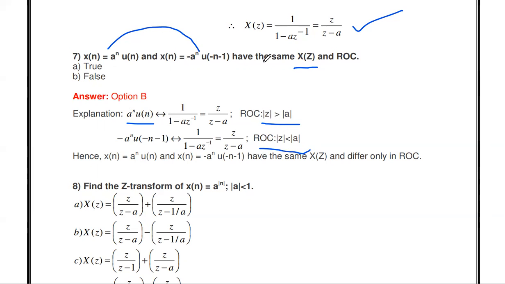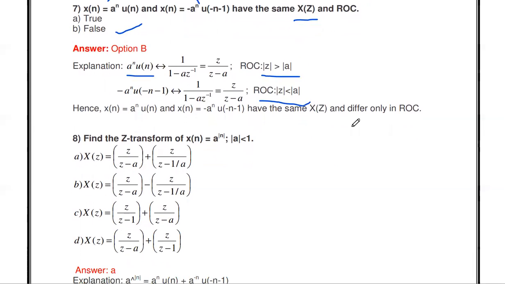So here, in our question, if the two signals have the same X of Z and ROC, but the ROC is different, the statement is false. These two signals have the same X of Z value, the same Z transform value, but the ROC is different. One is modulus of Z greater than A, that is the exterior part of the circle having radius A. The second signal has the ROC as the interior part of the circle having radius A. So in ROC, these two signals can differ.